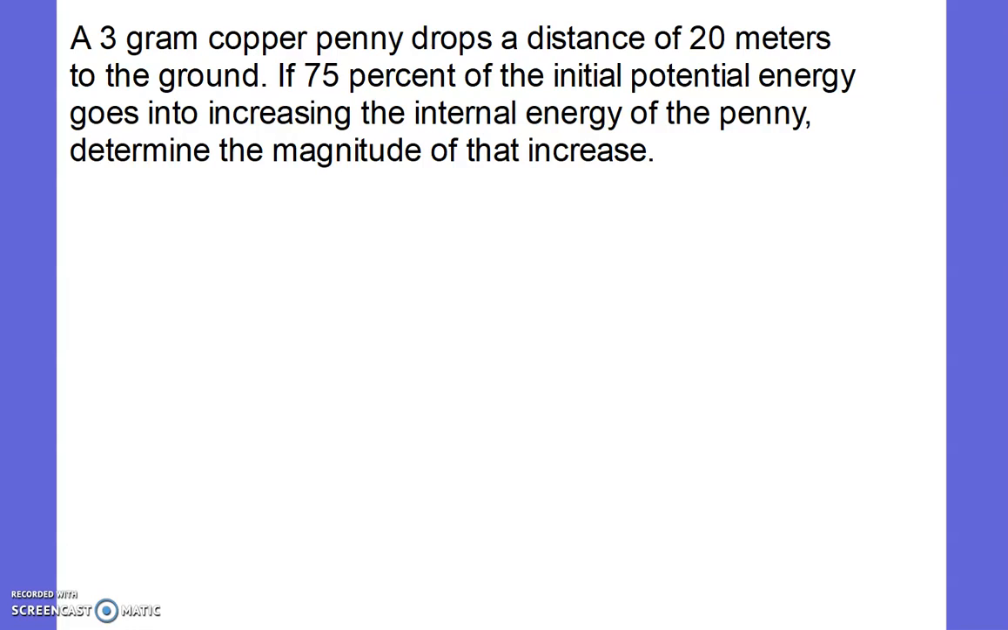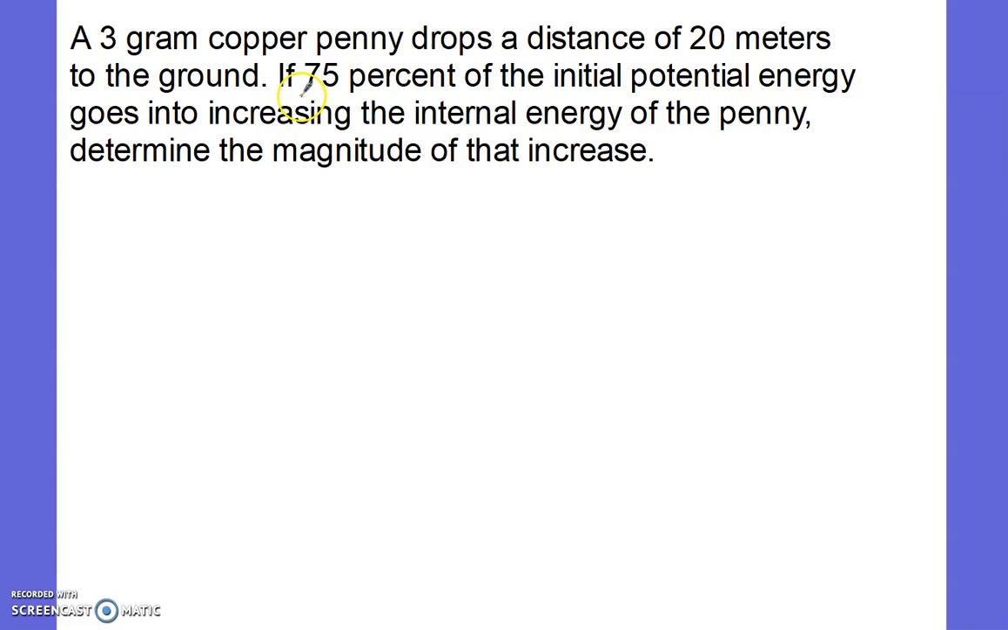In this problem we have a 3-gram copper penny that drops a distance of 20 meters to the ground. It says if 75% of the initial potential energy goes into increasing the internal energy of the penny, determine the magnitude of that increase. Now, in these types of problems with internal energy, it's not really a formula that we go to that's new. Instead, it'll tell us how to go about solving the problem.